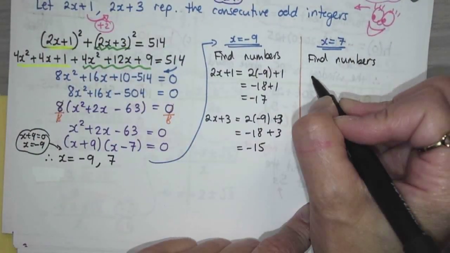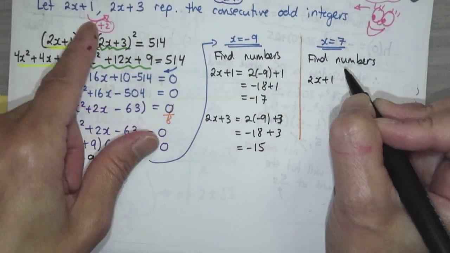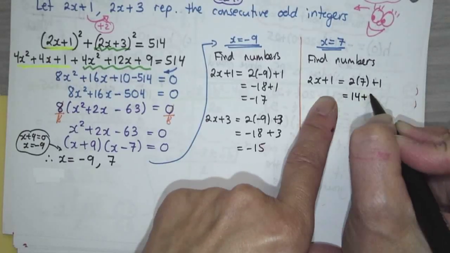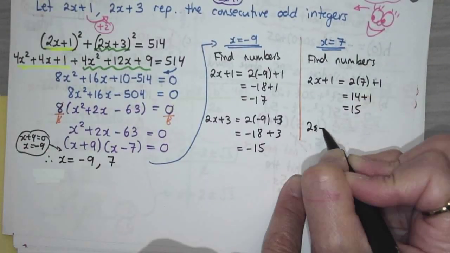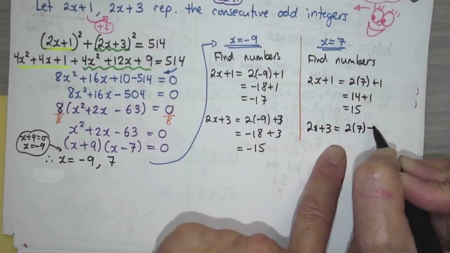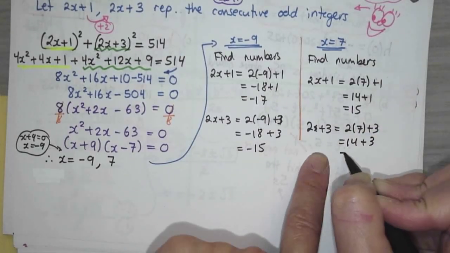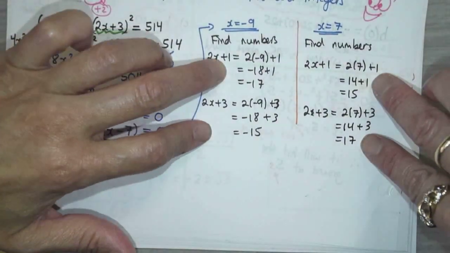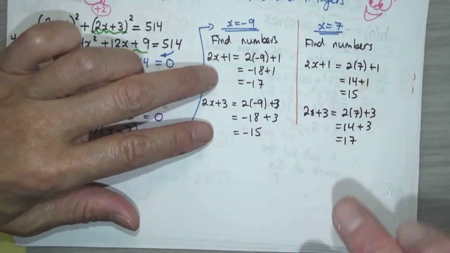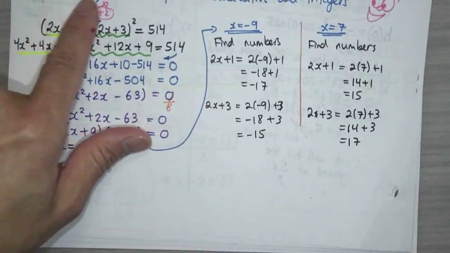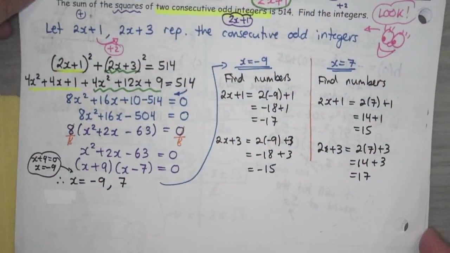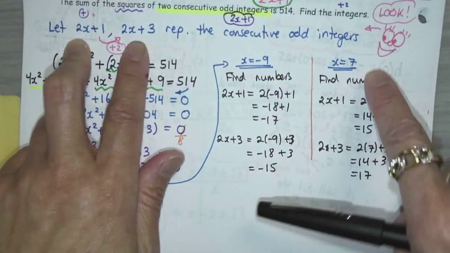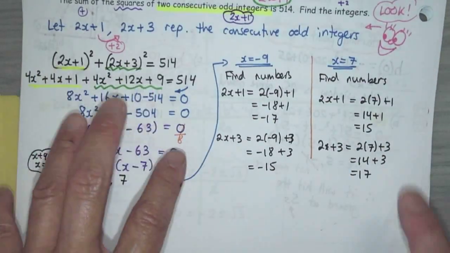So then here, you're going to go 2x plus 1. So you're going to find those 2 numbers. 2 times 7 plus 1 is 14 plus 1 is 15. And 2x plus 3 is 2 times 7 plus 3, 14 plus 3, which is 17. Look at that. I have two separate sets of numbers. So you end up having this set of numbers, which I used the let statement to go back to find with negative 9. I used 7, went back to my let statement, put it back in here, and that's where I got my next set.